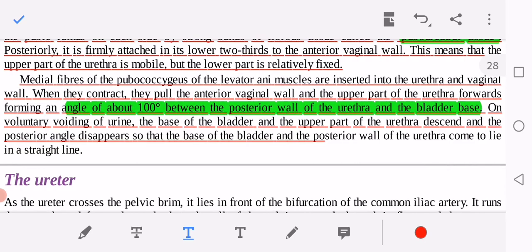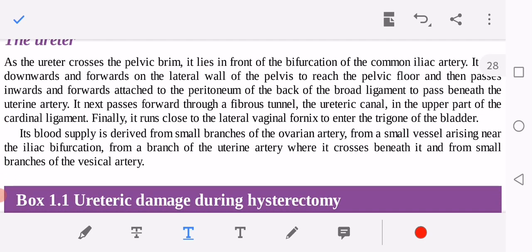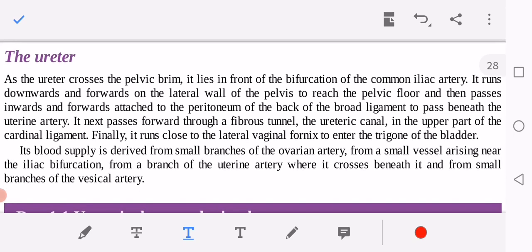Now the ureter. As the ureter crosses the pelvic brim, it lies in front of the bifurcation of the common iliac artery. It runs downward and forward on the lateral wall of the pelvis to reach the pelvic floor, and then passes inwards and forwards attached to the peritoneum to the back of the broad ligament to pass beneath the uterine artery. It next passes forward through a fibrous tunnel, the ureteric canal, in the upper part of the cardinal ligament.